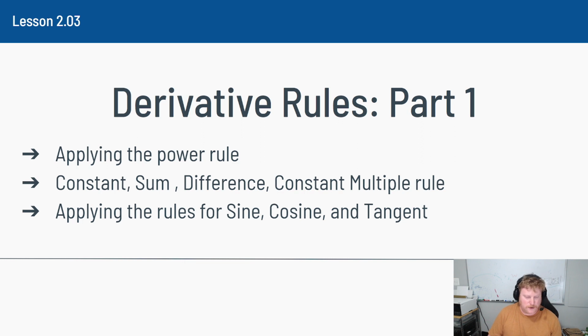So the first one is the power rule. And then we'll also look at what I call properties of differentiation, because they apply to really all of the rules, but the constant rule, sum, difference, constant multiple rule. And then we're also going to be looking at applying rules for sine, cosine, and tangent. So the derivative of sine, the derivative of cosine, and the derivative of tangent, which I threw in here because they're pretty straightforward. They're really just things that we have to kind of memorize. So they're not too difficult, and there are little tricks you can use to get those memorized. So let's jump in here.